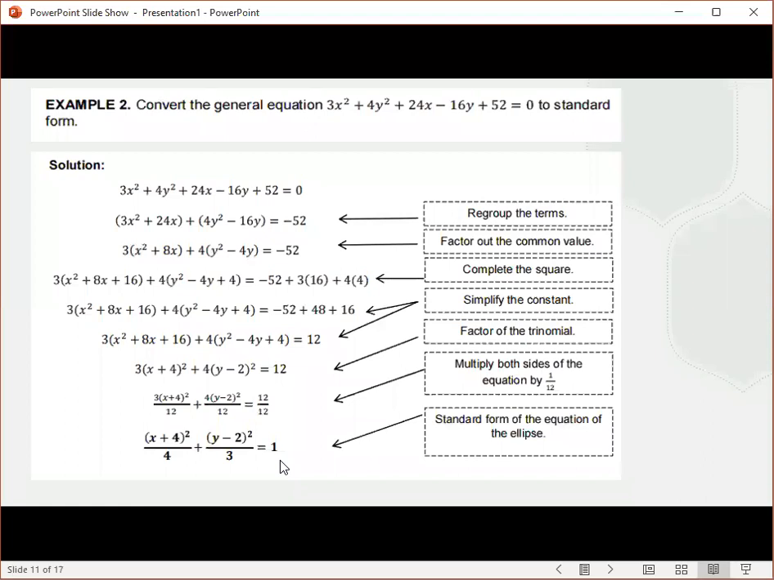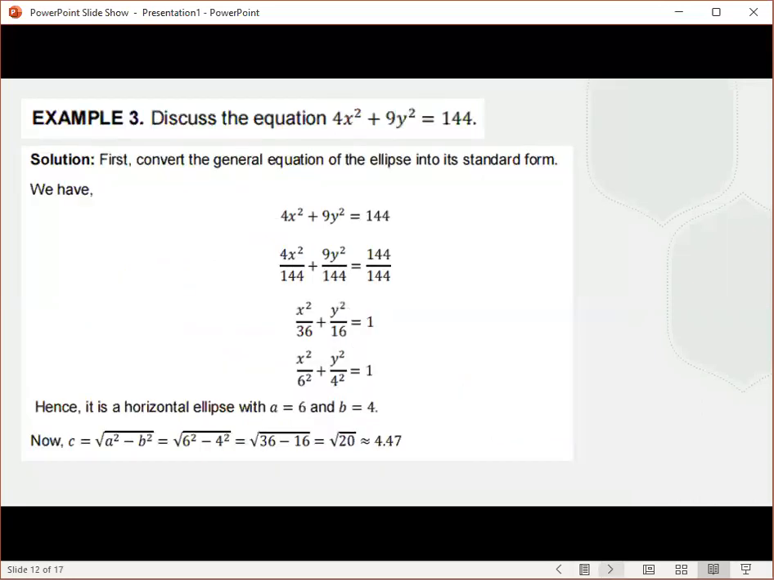This is now the standard form of the equation of the ellipse. The question is, what type of ellipse? Is this a horizontal or a vertical ellipse? Very good. This is an example of a horizontal ellipse because the denominator of x is greater than the denominator of y. Let's proceed with the next example.